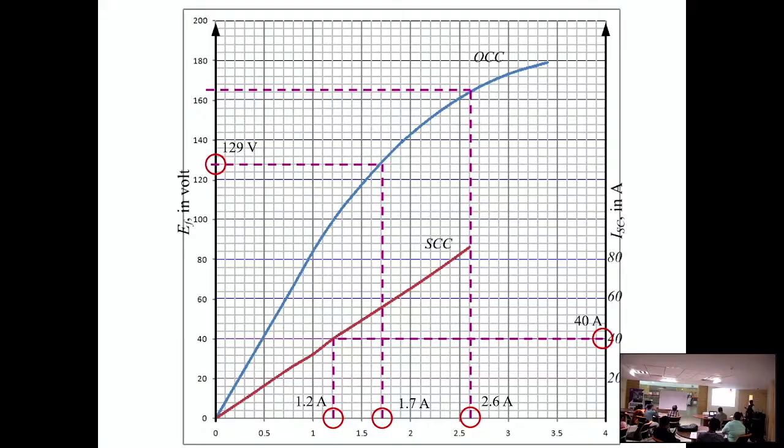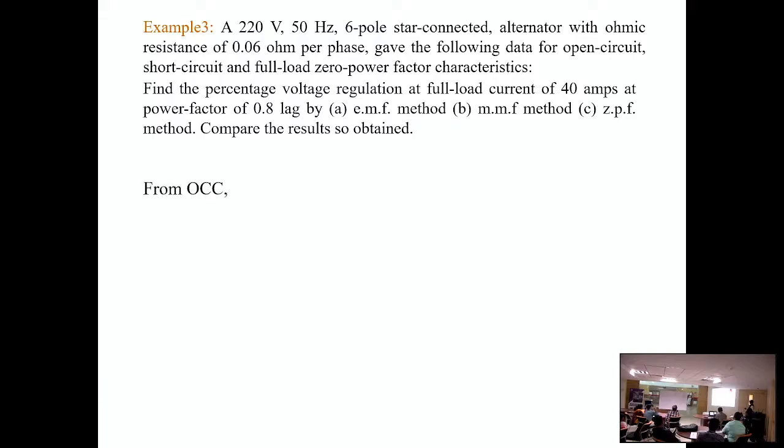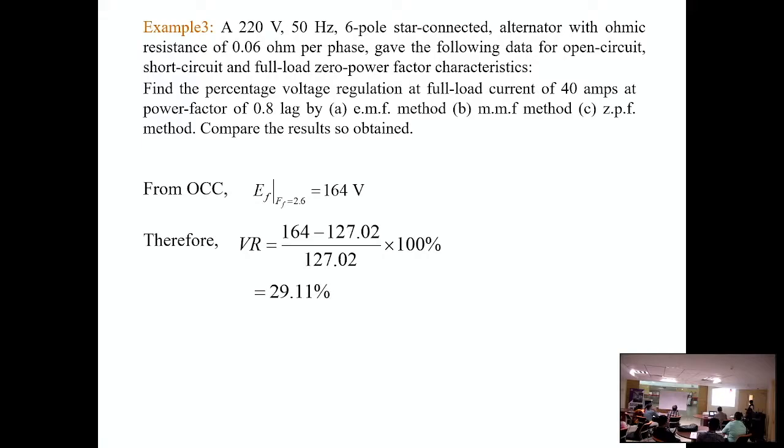Once you get EF, apply the formula to calculate voltage regulation. Very simple. You just have to follow the steps. So from the OCC you have got EF of 164 at field current 2.6 ampere. After that, apply that formula, and that gives the voltage regulation. Any doubt? Any question?